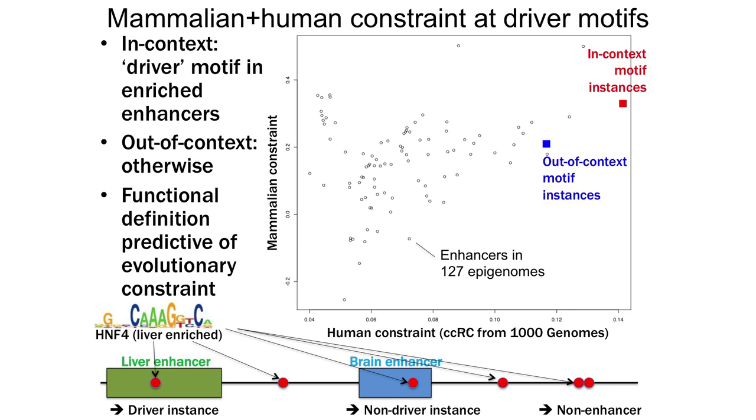So whether a motif occurs in context or out of context actually has a very strong effect on whether it's going to be selected or not, both in mammalian scale as well as in human scale, suggesting indeed that we are able to pick out true regulators for these motifs, that they're much more likely to be functional.